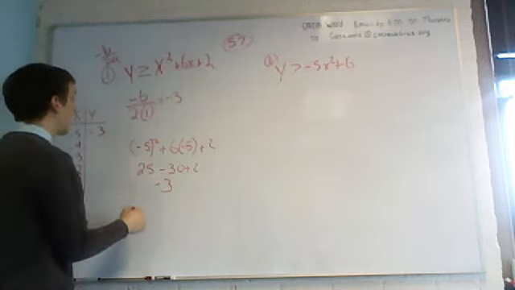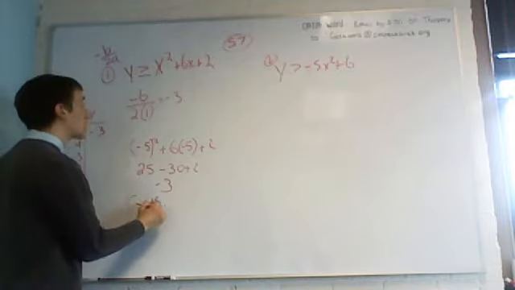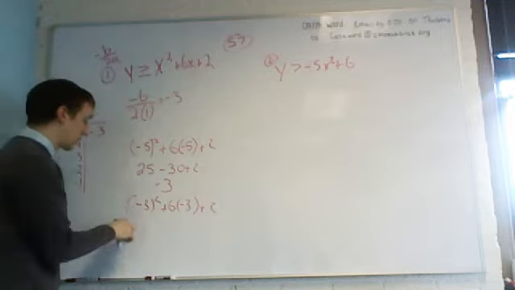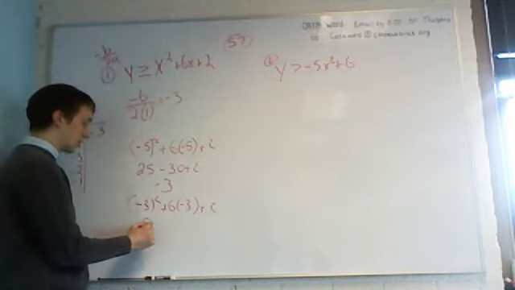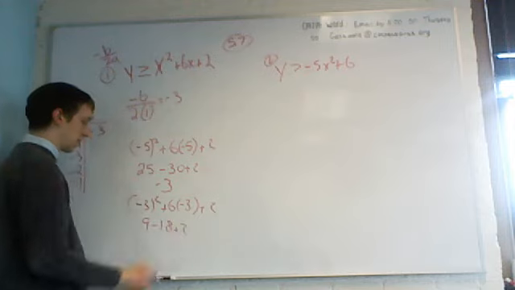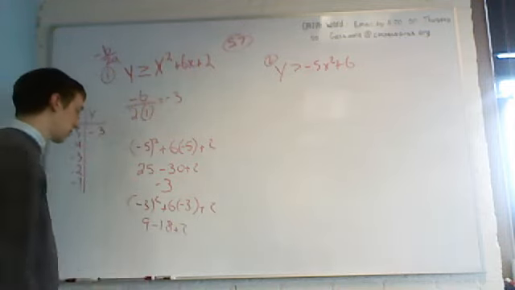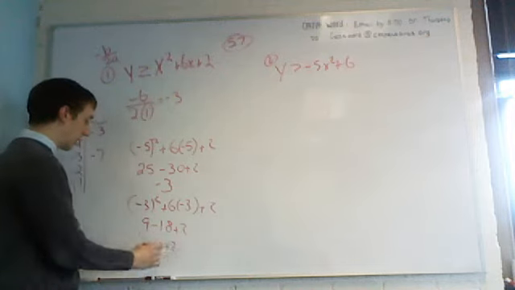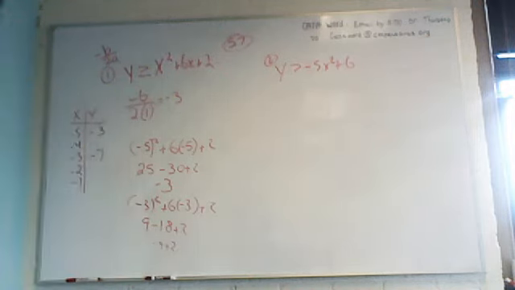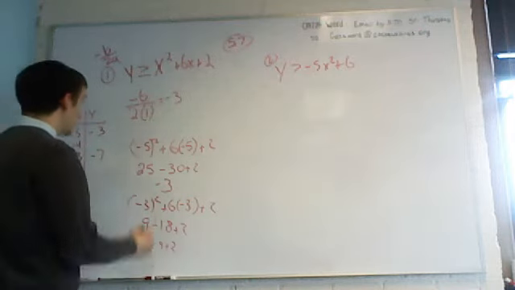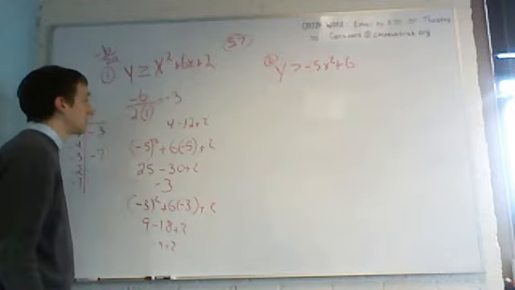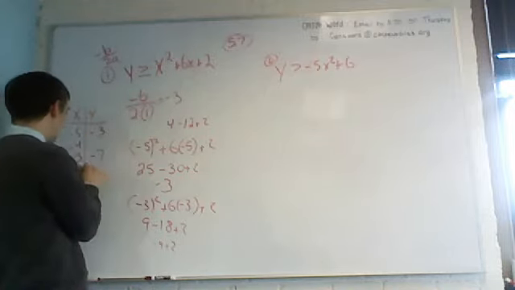So let's find the center. Negative 3 squared plus 6 times negative 3 plus 2. What's negative 3 squared? 9. 6 times negative 3? Negative 18. So 9 minus 18 is negative 9, plus 2, negative 7. Then 2 is easier: 4 minus 12 plus 2 is negative 6. So negative 6.